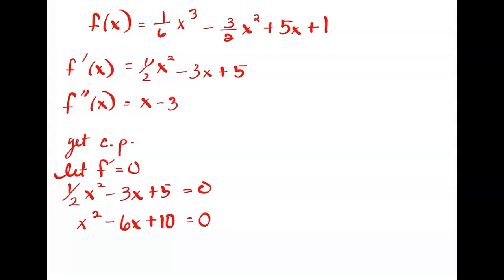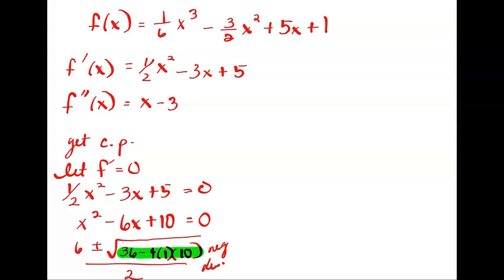So we have x squared minus 6x plus 10 equals 0. So here we see the quadratic is not factorable on the left. So we can apply the quadratic formula and see what happens. So we have 6 plus or minus the square root of b squared minus 4ac, all over 2a. And so we see here that our discriminant is going to be negative. And because the discriminant is negative, then the first derivative is never 0.